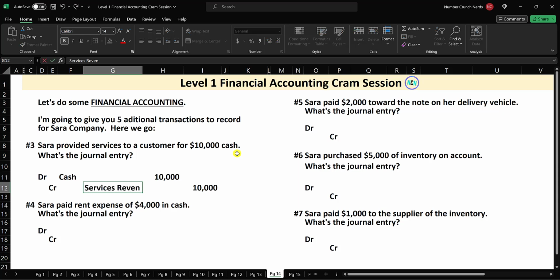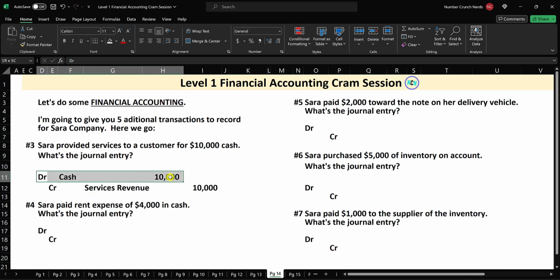In particular, and to be more specific, you could write services revenue. Okay? So it's debit cash for what she received, $10,000. Credit services revenue. This is a revenue account. Revenue increases with a credit. So revenue went up by 10. This is an asset. Asset increases with a debit. Asset went up by 10.